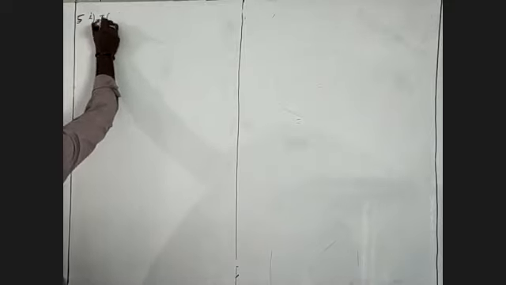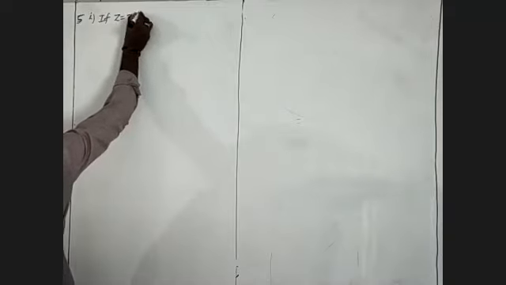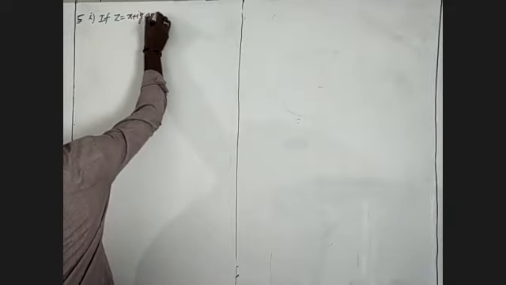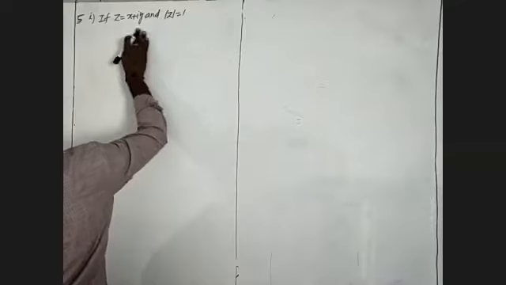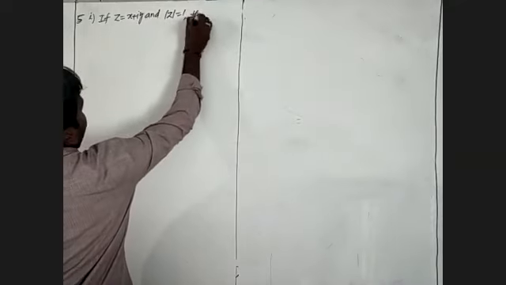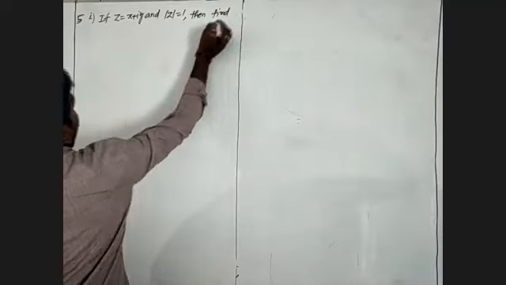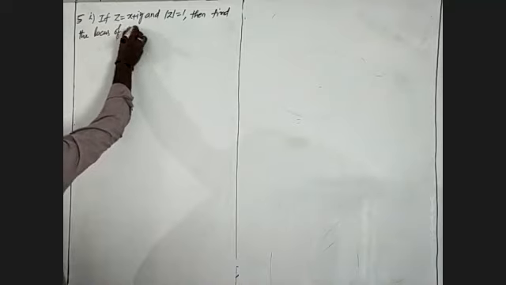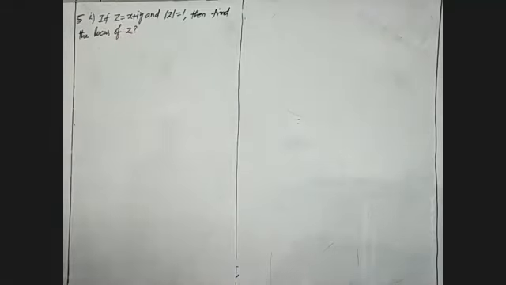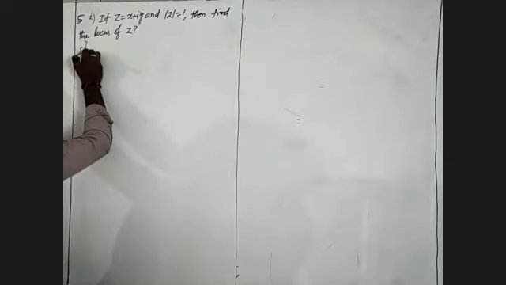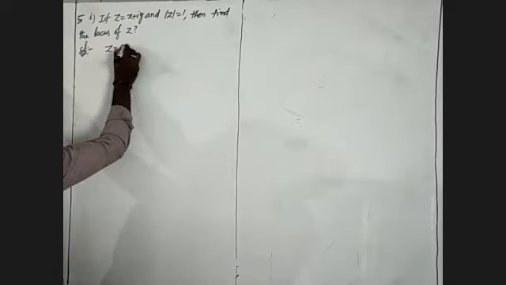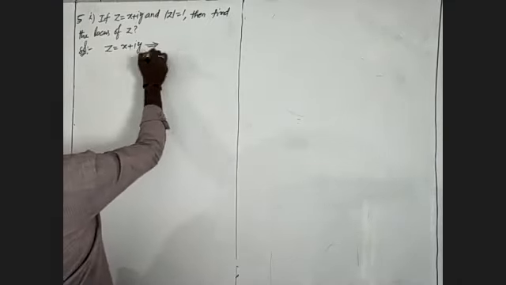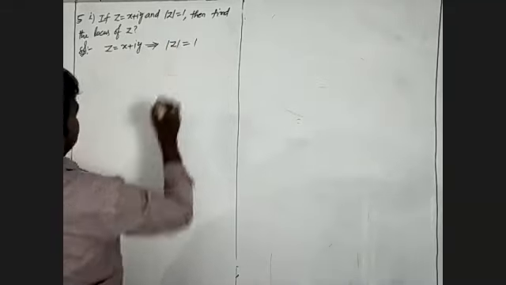If z is equal to x plus iy and mod z is equal to 1, then find the locus of z. What is given? Given complex number z is equal to x plus iy, and also one condition is given, that is mod z is nothing but 1.